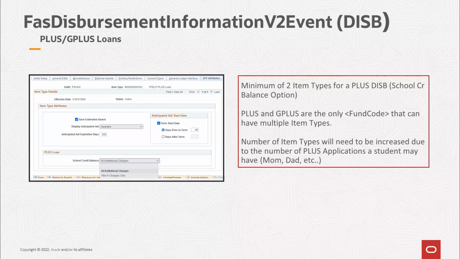If your institution determined a student could have 2 PLUS borrower applications, then you would need to have a total of 4 item types. Remember, the item type must be unique for each borrower to ensure accuracy for refunding.